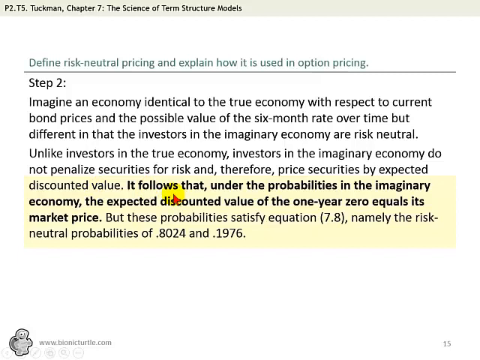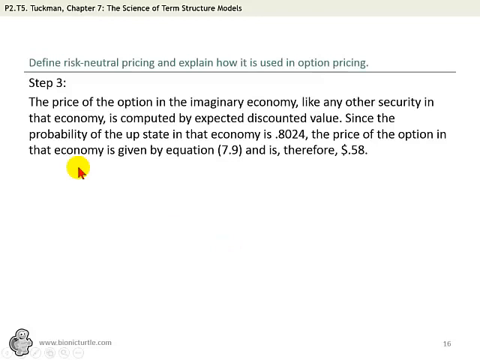It follows that under the probabilities in the imaginary economy, the expected discounted value of the 1-year zero equals its market price. That's the essence of what we just did. We found those probabilities that made this statement true. Those probabilities were not 50-50. They were adjusted into roughly 80-20. Then step 3, the price of the option in the imaginary economy, like any other security in that economy, is computed by expected discounted value.